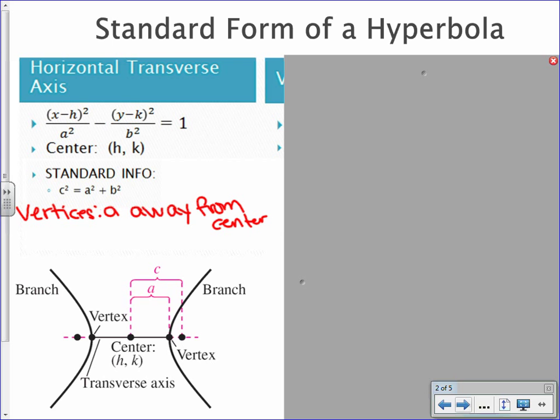All right. And our foci are still going to be C away from the center. Since this is a horizontal hyperbola, we're going to plot vertices and foci horizontally from the center. Now, we are still going to need B, and we're still going to plot some points B away to help us draw our asymptotes.